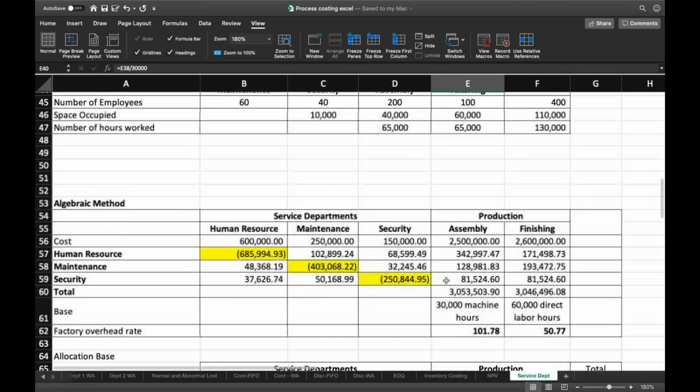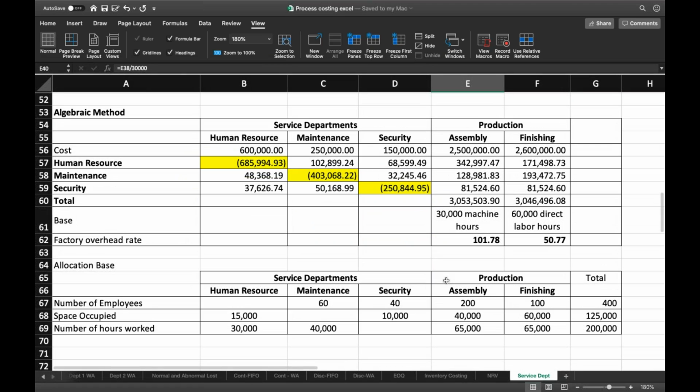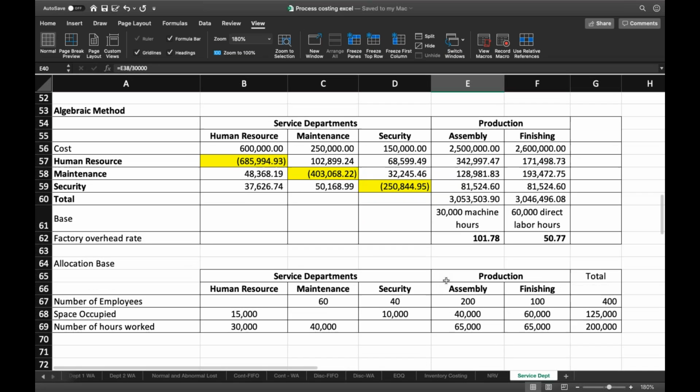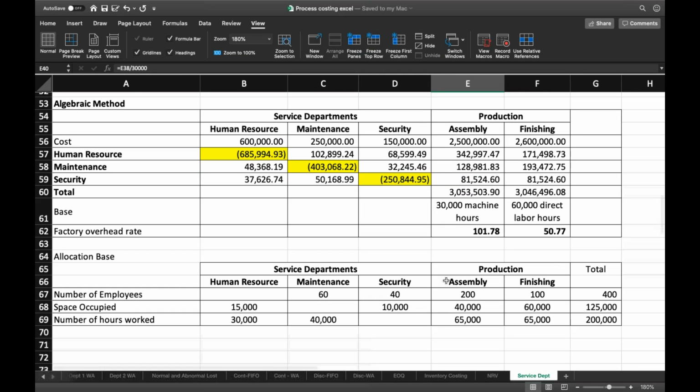Now, we use the algebraic method. This method is the more complex method in allocating service department costs.